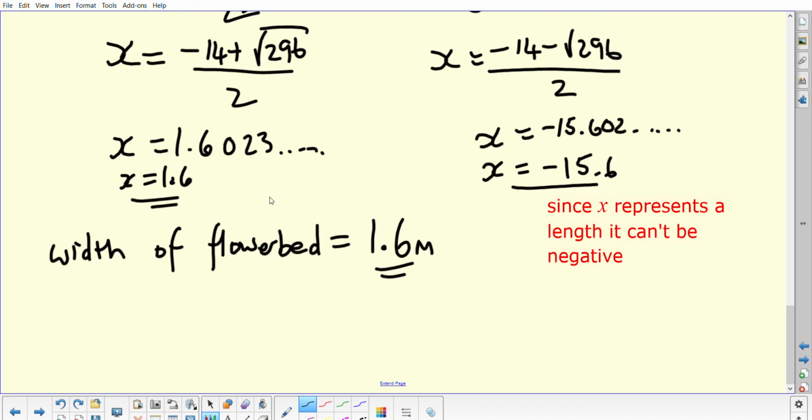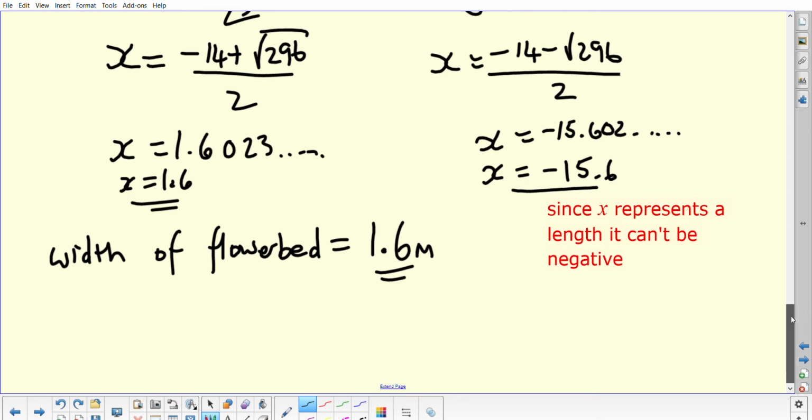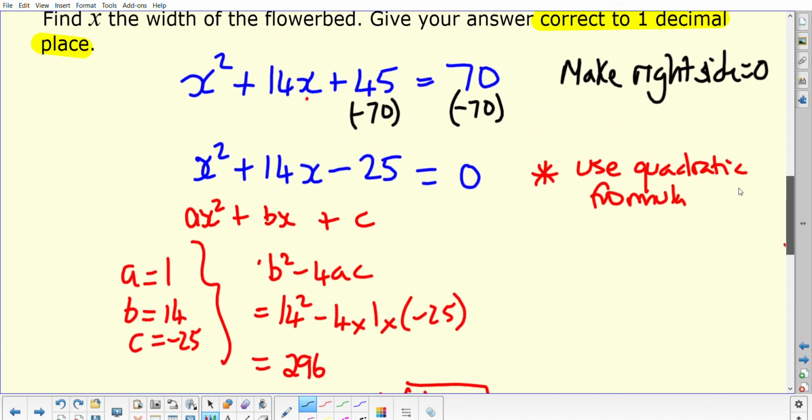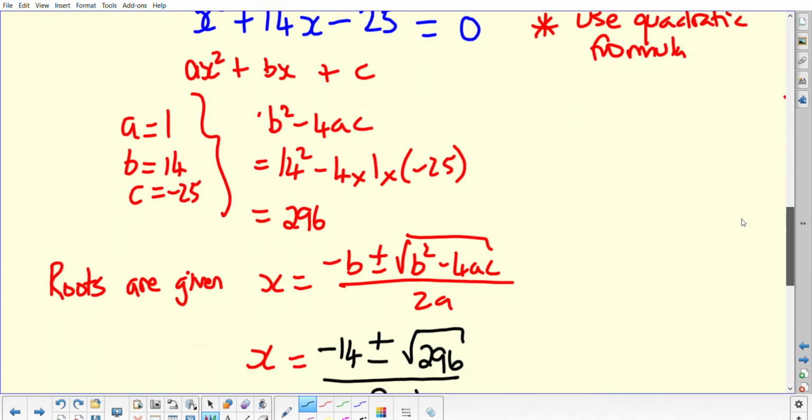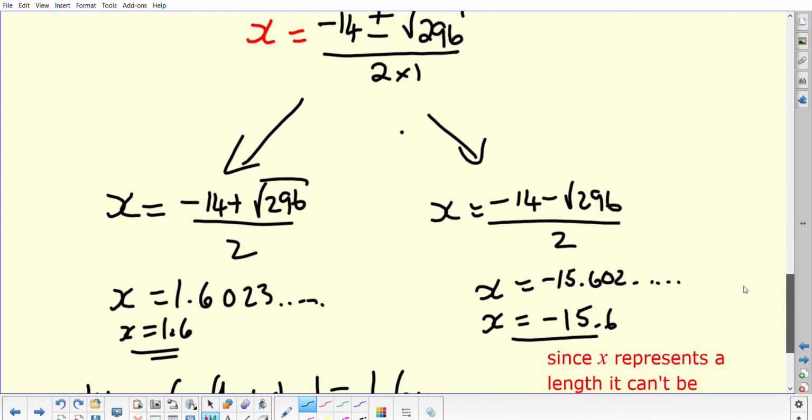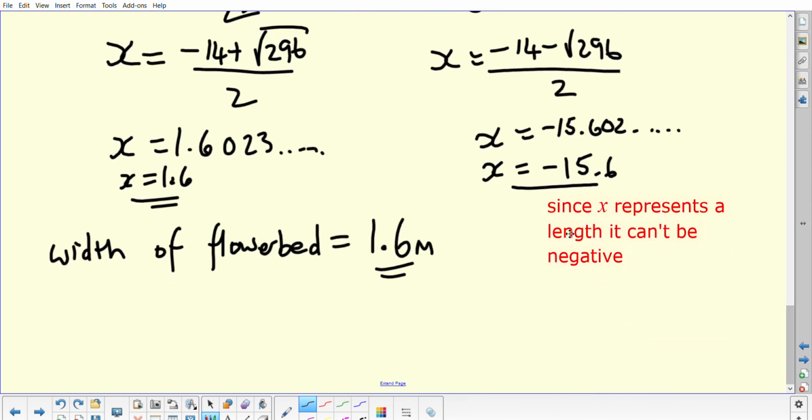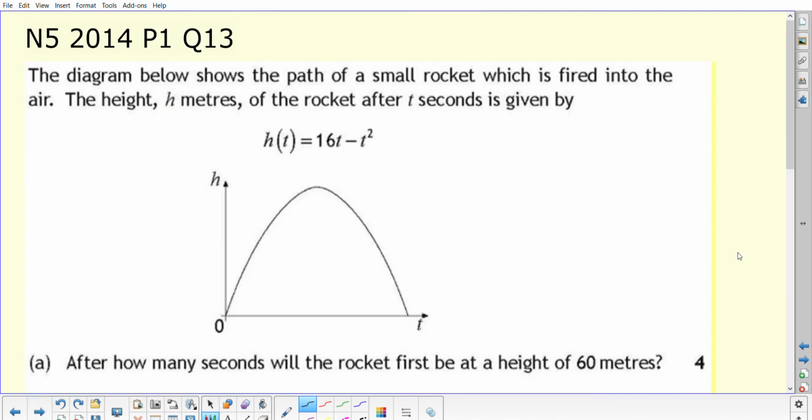So both those two examples that we've looked at have been about area, same sort of idea. The first one that we looked at, we could factorise to solve it. This one, we had to use the quadratic formula to solve it, and we also have to think in context when we're doing that, and that means ruling one of the values out. Now there's one other type of common question that comes up in the exam, and this is from the National 5 exam paper 2014.